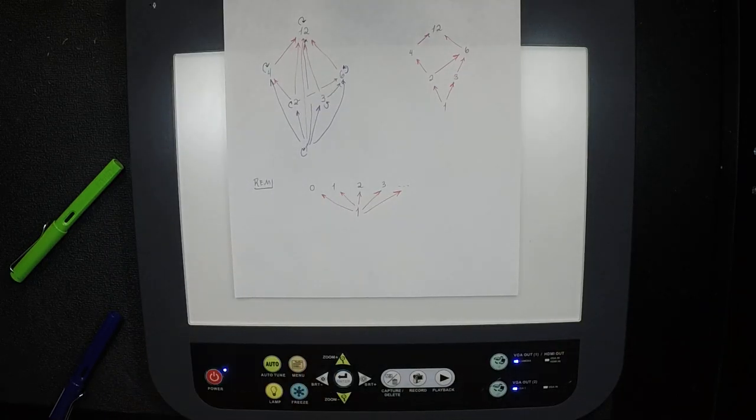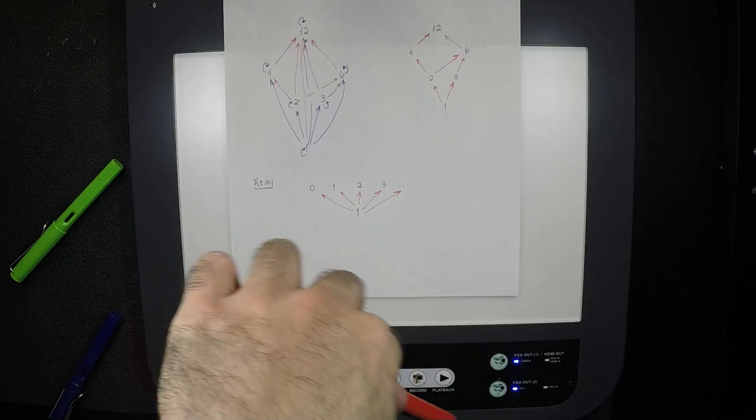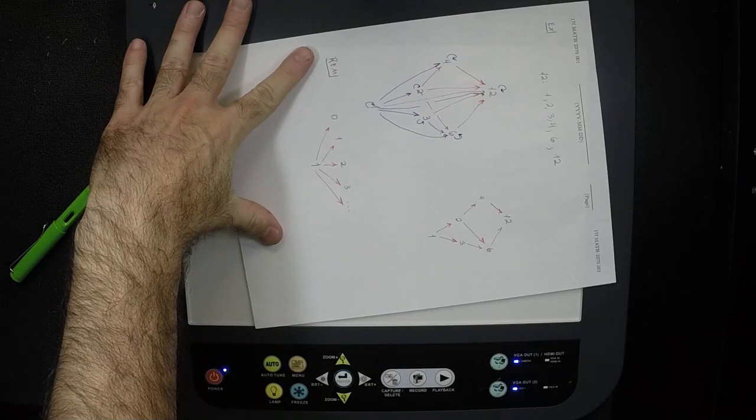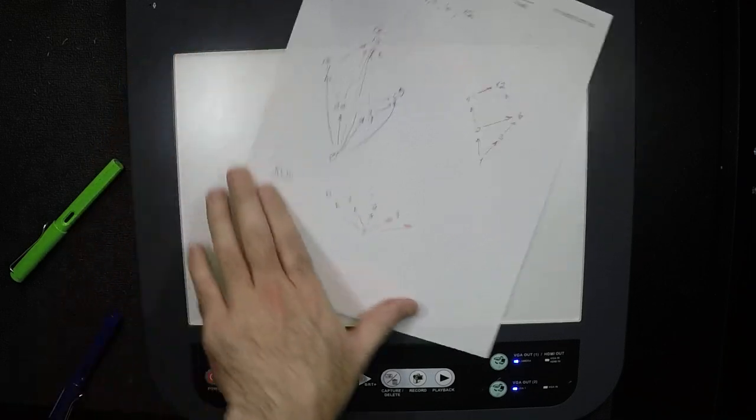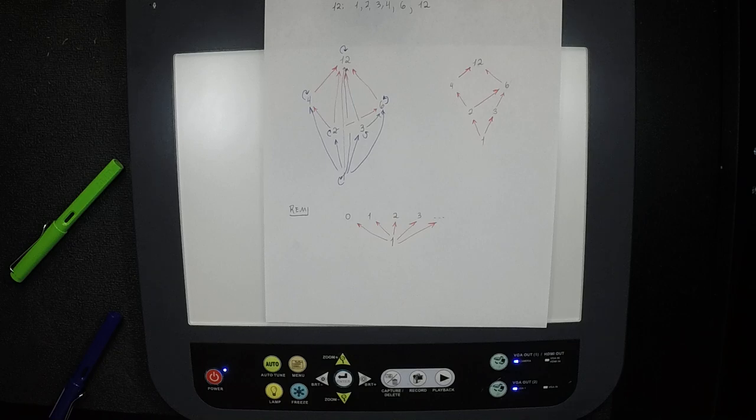So in that sense, in the order relation, what is the least possible element? 1, because it's the one that's pointing at everything. You can't get any further to the left or down if you're looking at it like that. You can't get any further to the left than 1. Now here's the question, and here's the rub.